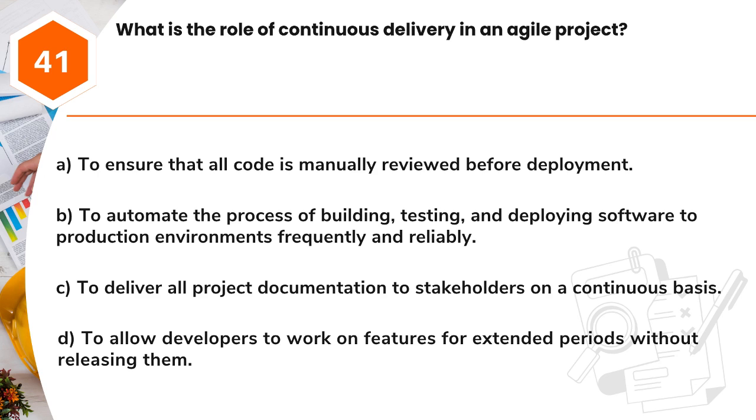Question 41. What is the role of continuous delivery in an Agile project? A. To ensure that all code is manually reviewed before deployment. B. To automate the process of building, testing, and deploying software to production environments frequently and reliably. C. To deliver all project documentation to stakeholders on a continuous basis. D. To allow developers to work on features for extended periods without releasing them.